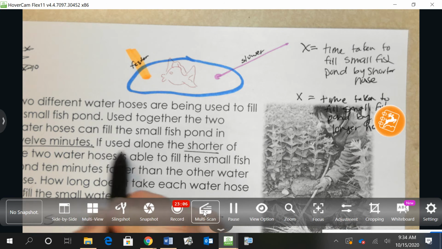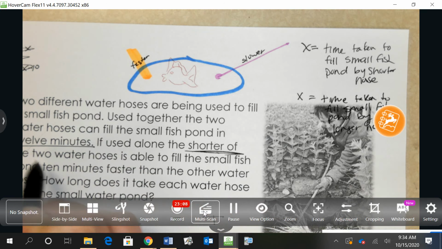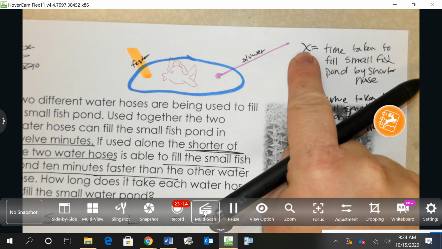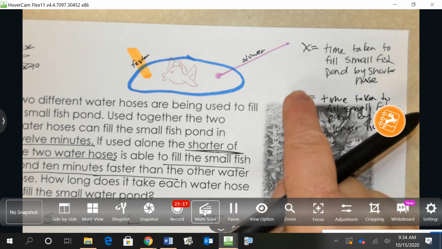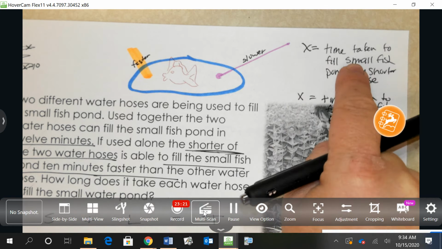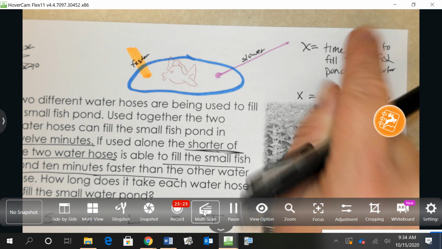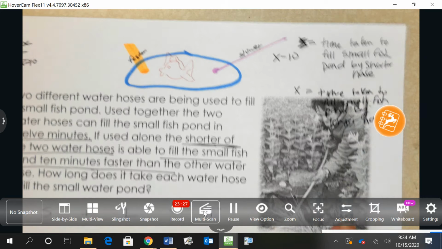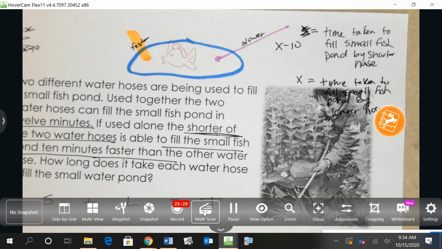It says if alone the shorter hose, the shorter of the two hoses, is 10 minutes faster. So this one is 10 minutes faster. So it takes less time with the smaller hose. It's 10 minutes faster to fill this. 10 minutes less is really what they're saying. So how do I do 10 minutes less? It's X minus 10.